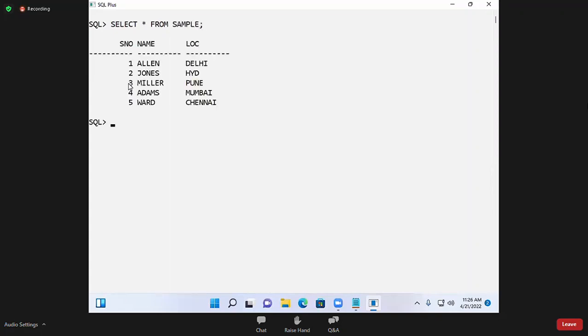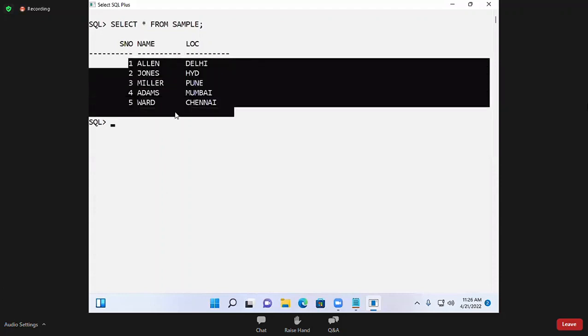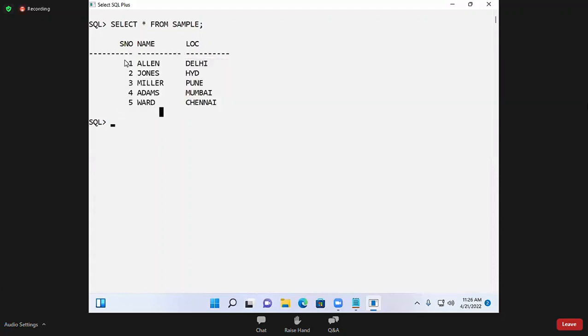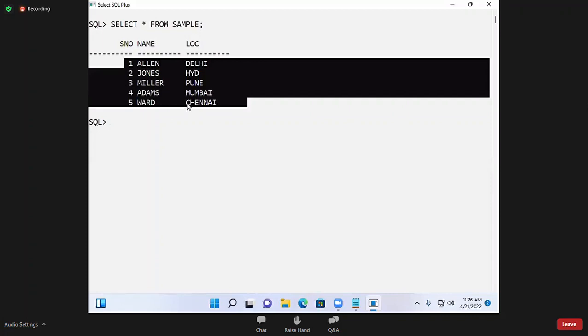Now see. In the last session, we created one table. What is the table name, guys? Here, sample. This is my table, with serial number, name, and location. How many rows do these have in total? 5 rows. And this is what we call permanent data.